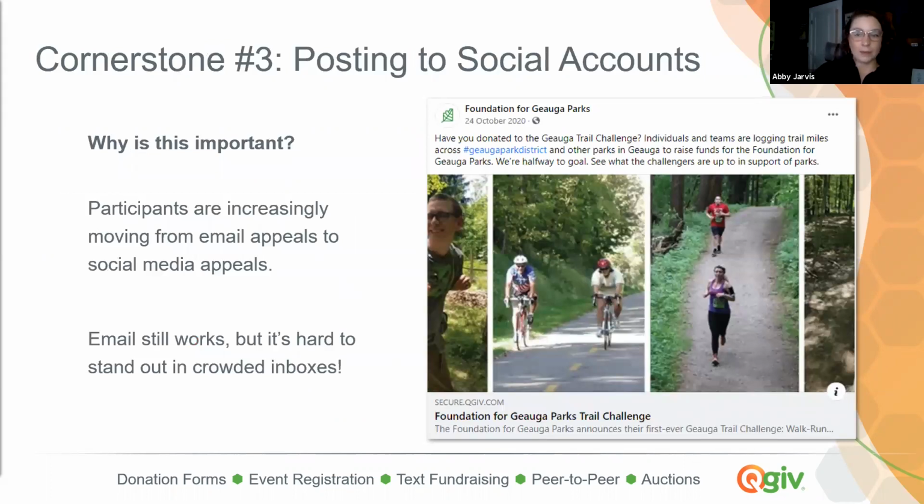The next big thing we want to look at is posting to social media accounts. And this is becoming increasingly important for a few reasons. We went over why it's important to give participants email tools, but it's also important to give them social media tools as well. And one of the biggest reasons that is so important is because we are inundated with emails. I don't know about you guys.